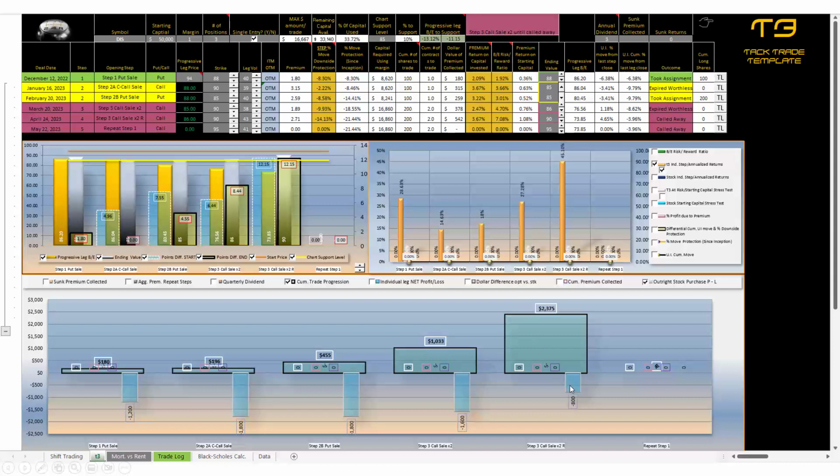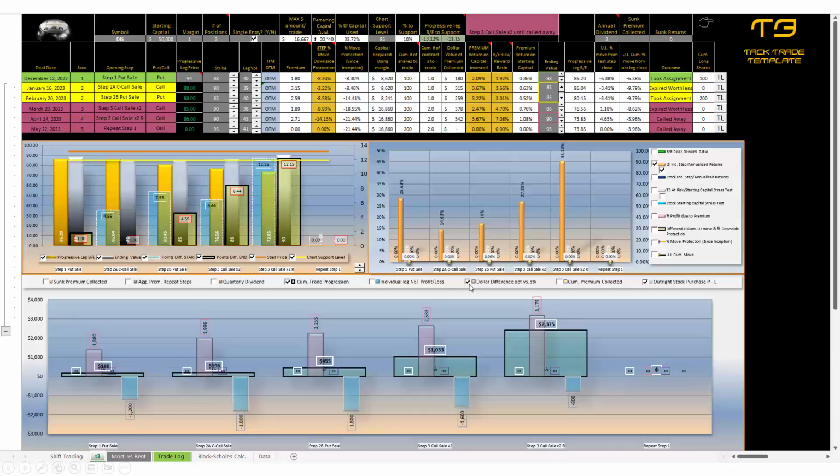So the share purchaser would be down $800, and yet we finished the same trade effectively being up $2,375. By adding this metric called the dollar difference, option versus stock, you can see that the T3 strategy outperformed the outright stock purchase by $3,175 by the time the trade was shut down.